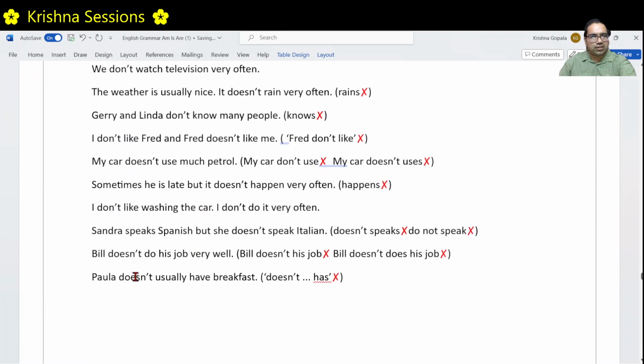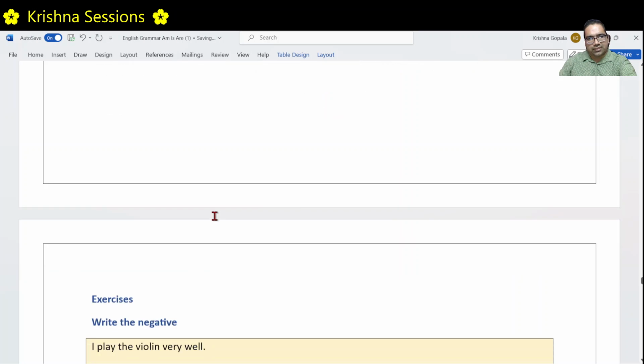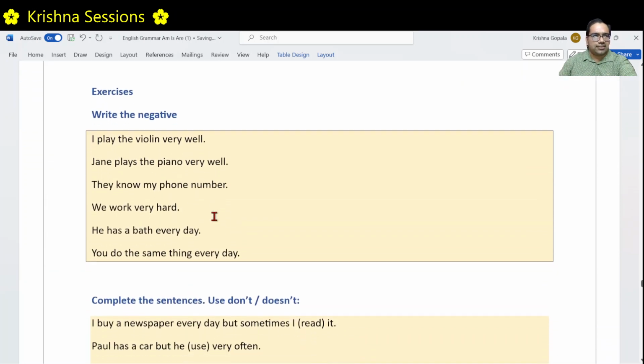For does not usually have. Have is the correct one. Okay. Some examples we have seen. Let us look at some exercises.